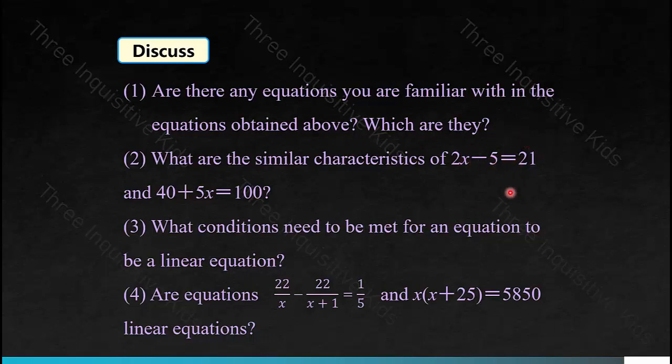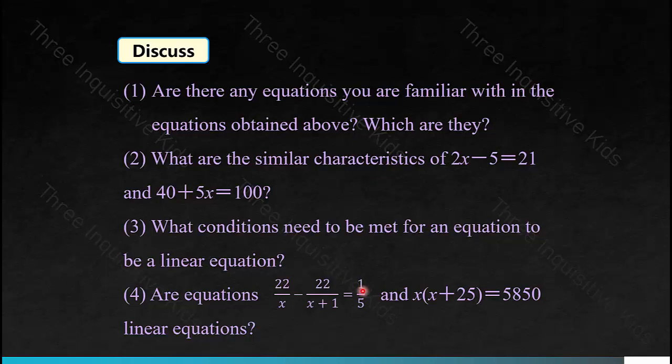everything else is either the coefficient or a constant value. What conditions are needed to be met for an equation to be a linear equation? So both of these are linear equations. Using the characteristics that you may have observed, what do you think are the conditions that need to be met for an equation to be a linear equation?